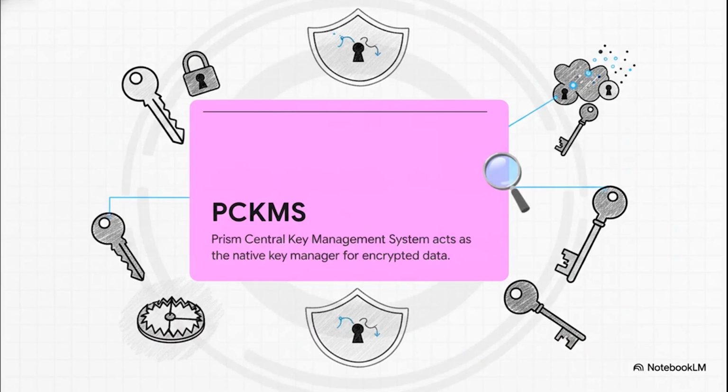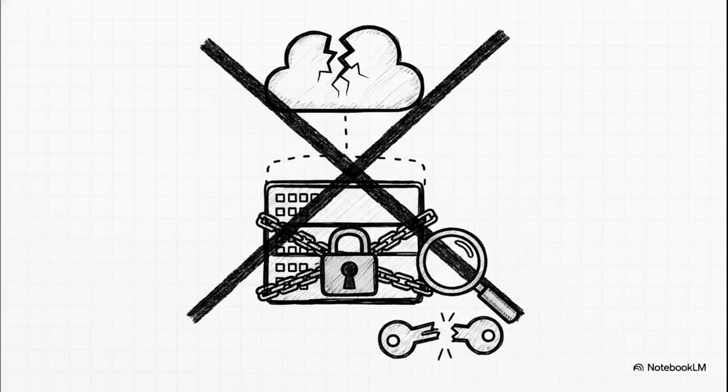Okay, let's look at another major trap, and this one involves encryption. PCKMS. That stands for Prism Central Key Management System. This is the setup where Prism Central acts as the native key manager for the encrypted data sitting on your clusters. And this brings us right to a huge architectural limitation you absolutely have to know. So here's the crucial detail. You cannot use a cluster running PCKMS as your PCBR backup target.